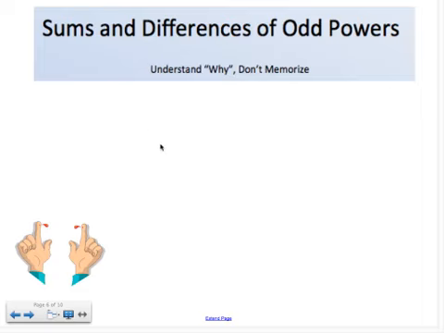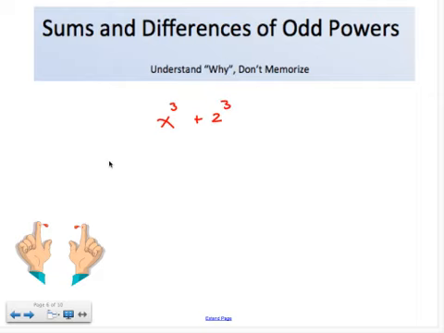Okay, sums and differences of odd powers also always factor. And there are formulas in the book, but I'd rather you not memorize the formulas. I'd rather you understand where they come from. So I'm going to take a little time and explain that here. So let's start with a sum of two numbers being cubed. Let's do x cubed plus 2 cubed.